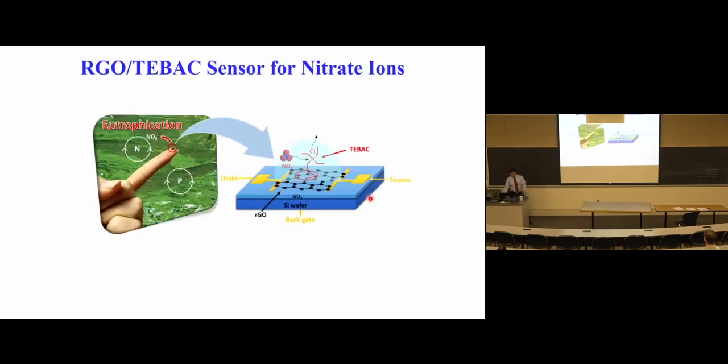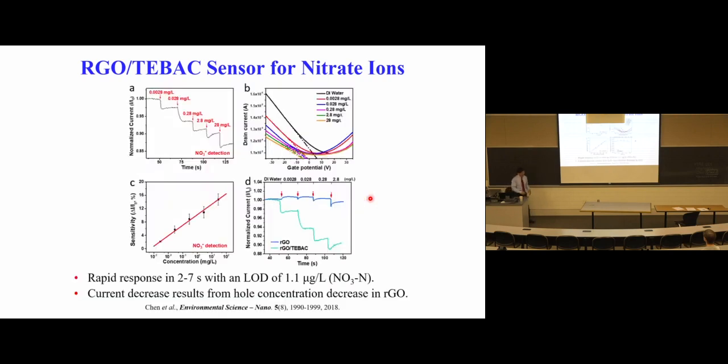And for nitrate, similarly, I use this as a special example because I wanted to show you the reusability of this type of device. So in this case, we use TEBSC as the probe, one end of the TEBSC forming the pi-pi interaction with the graphene surface. And the other end is triacylamine that can interact with the nitrates so that we can detect them more selectively. And again, we can detect down to very low concentrations of nitrates, on the order of one part per billion.